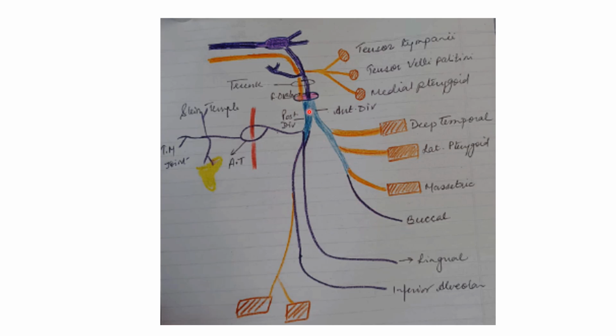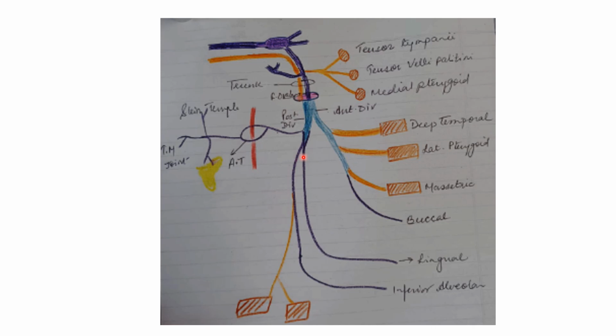Now moving on to the posterior division. The posterior division is basically sensory, but it also carries one motor branch. You can see here the orange color is showing the motor fibers and the dark blue color is showing the sensory fibers. From the posterior division, the first branch arising is the auriculotemporal nerve, which encircles the middle meningeal artery. This auriculotemporal nerve is sensory, and it supplies the skin over the temple, the temporomandibular joint, and the parotid gland.